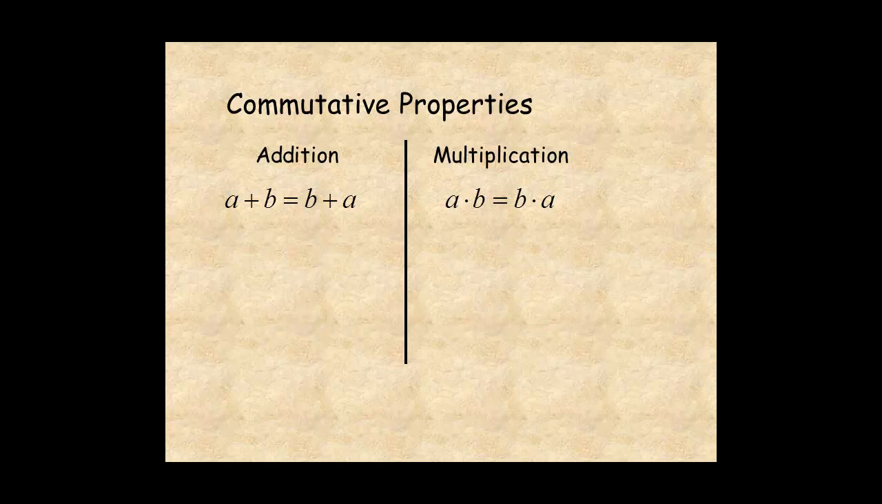The commutative property also works for variable expressions. x plus 5 equals 5 plus x, and 3 times w equals w times 3.